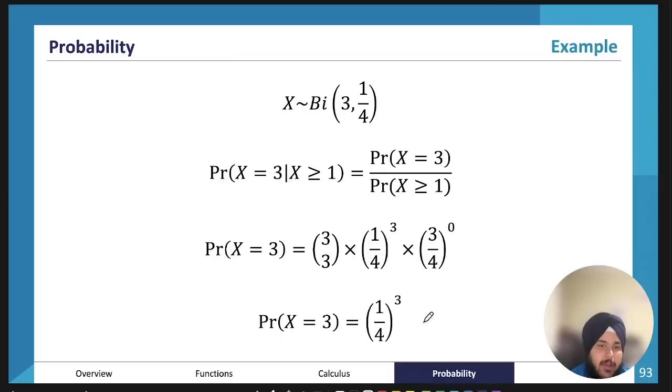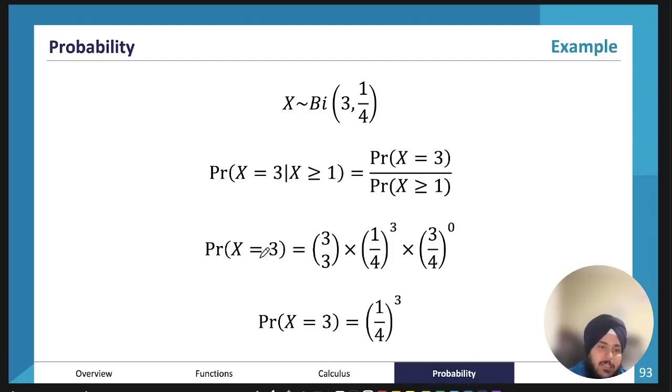Okay, here we have another example. So X is binomially distributed with 3 chances, and the probability of success is 1 over 4. So 3 trials in this case. So we can have conditional probability again. So what's the probability that X is equal to 3 given that X is greater than or equal to 1? So essentially, all we're trying to determine is the probability X is equal to 3 over the probability X is greater than or equal to 1.